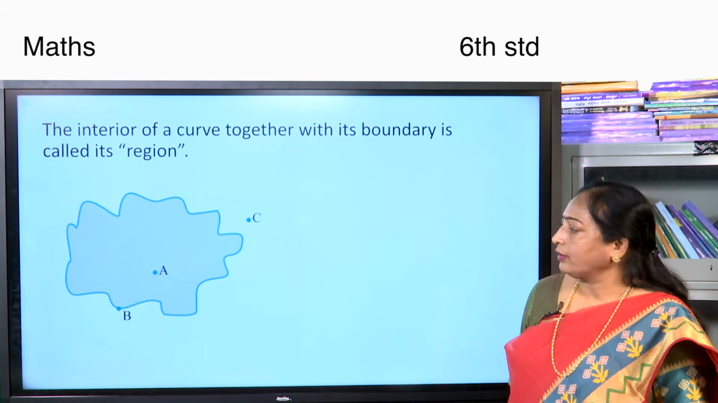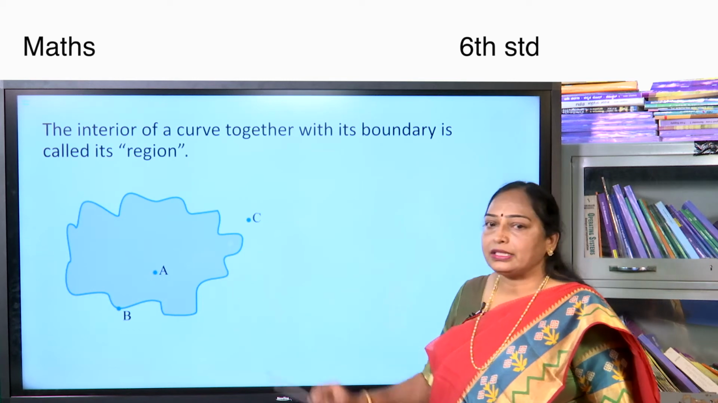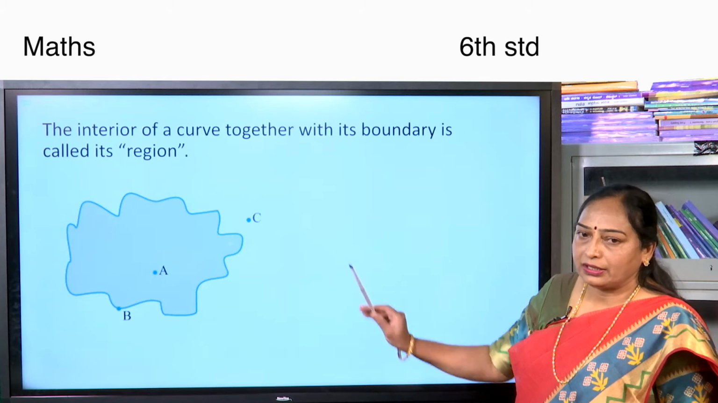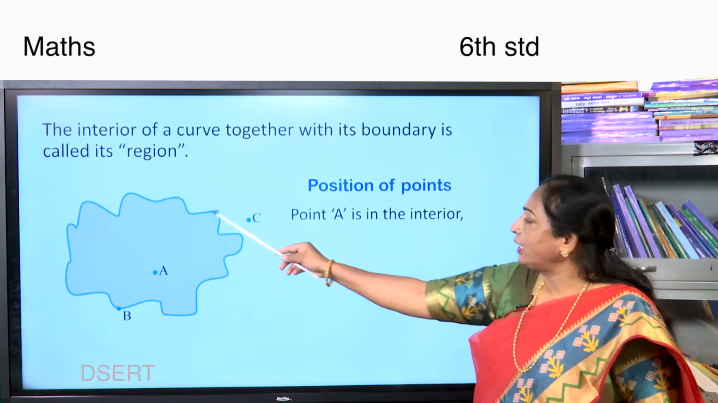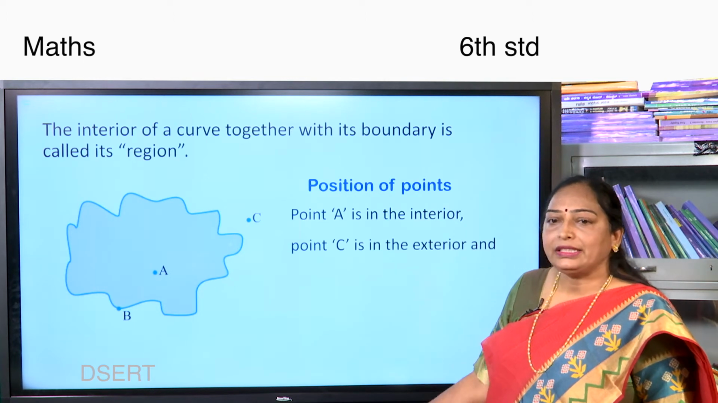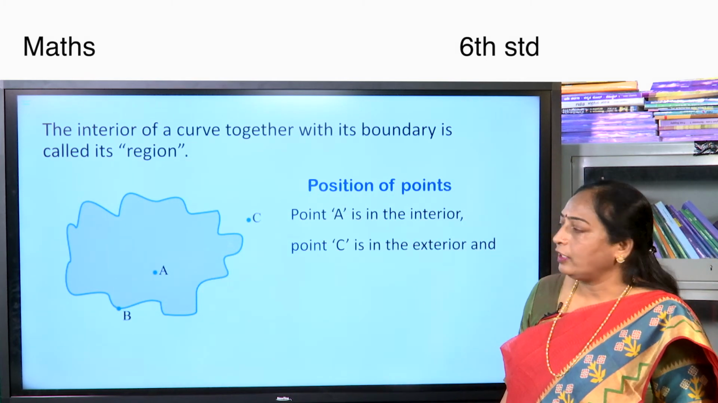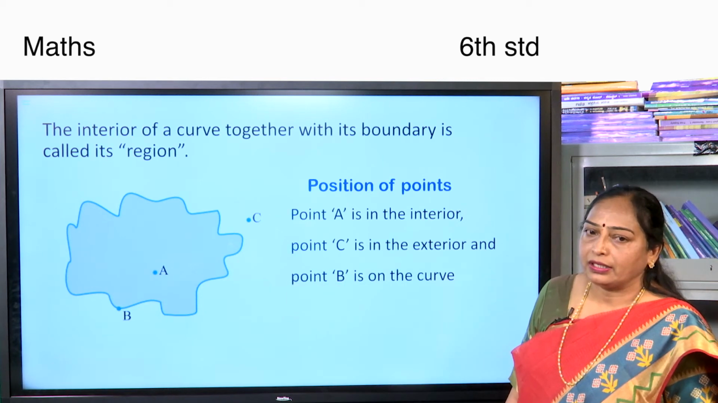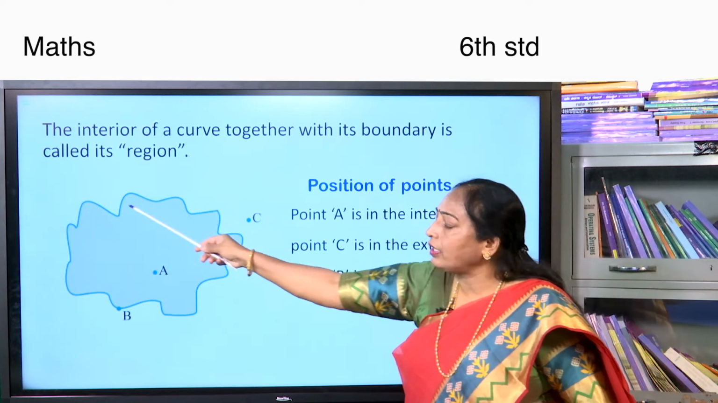Look at this figure. There are 3 points, point A, B and C. Now let us discuss the position of the points in the closed curve. The point A is situated inside the interior of the curve. The point C is in the exterior of the curve. The point B is on the boundary. You will say point B is on the curve.